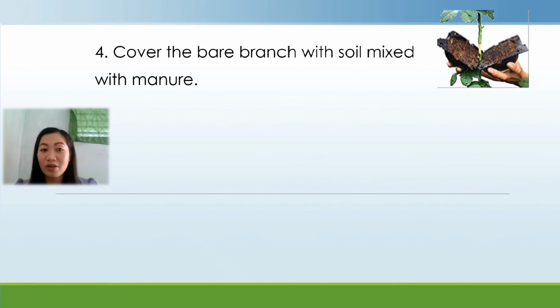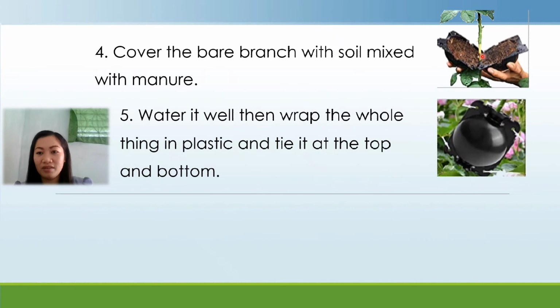Next step is you have to cover the bare branch with soil mixed with manure. Manure is from rotten materials, or from garbage. Put that in the soil and then cover the stem. And then water it well, then wrap the whole thing in plastic and tie it on top and the bottom.